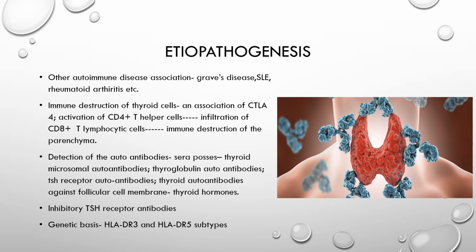The third is the detection of the autoantibodies. The sera possesses certain autoantibodies. One is thyroid microsomal autoantibodies, thyroglobulin autoantibodies, TSH receptor autoantibodies, thyroid autoantibodies against follicular cell membranes, that is the thyroid hormones itself. The fourth etiopathogenesis is by inhibitory TSH receptor antibodies. Here, it can either behave as hypothyroidism or hyperthyroidism. Now, the genetic bases are it can either be of HLA-DR3 or HLA-DR5 subtypes.